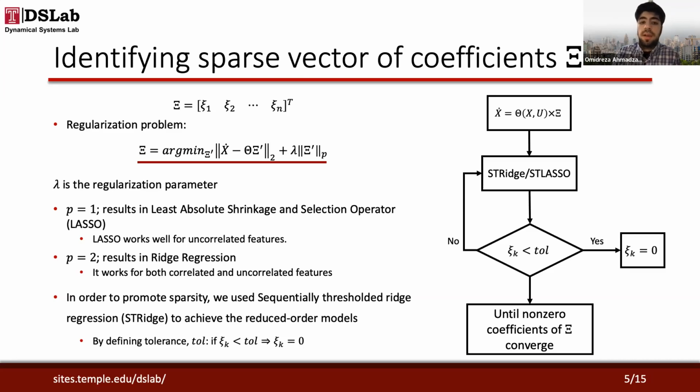So here in the graph, after defining the library of potential terms, we try to find the Kc based on the ST ridge or ST lasso. And if our parameter is less than our tolerance, we consider it equal to 0. And if it's larger than our tolerance, we do this loop again until the non-zero coefficients of Kc converge.